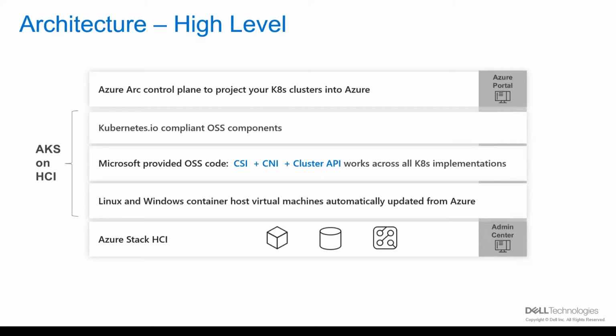So as you can see, all of these services, which is the management, the Microsoft provided OSS code, the Kubernetes.io platform, all of this is actually contained within a package today. Now, optionally, at the top layer, if customers feel there is a need, they can onboard these clusters onto Azure Arc.